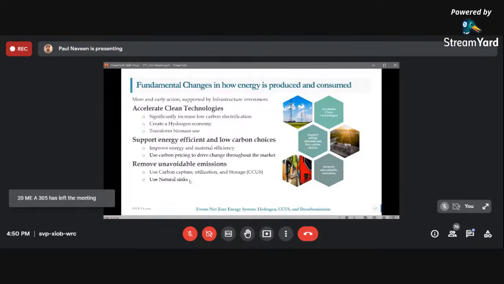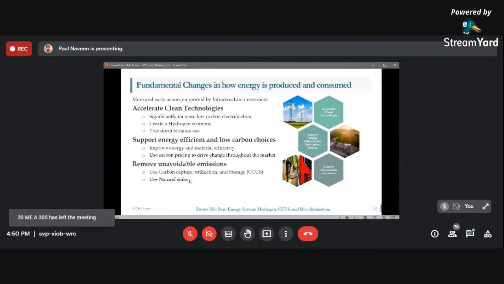Also, we can now take steps towards supportive, energy efficient, and low carbon choices. We can adopt these choices in our day-to-day life so that we can improve energy and material efficiency and use carbon pricing to drive change throughout the market.